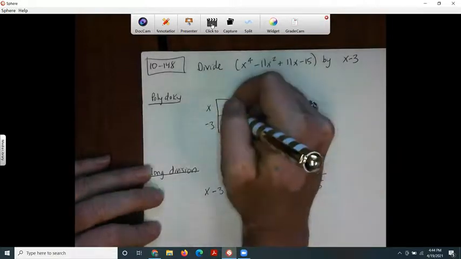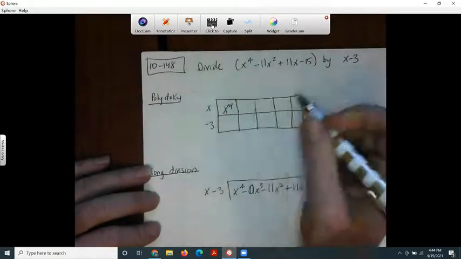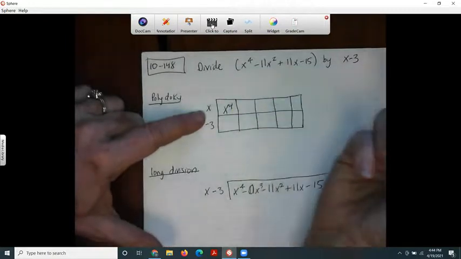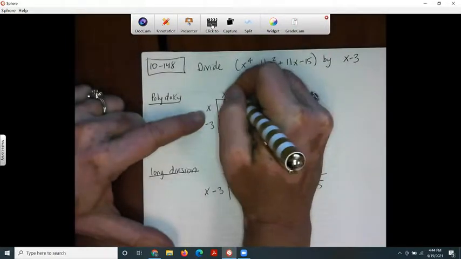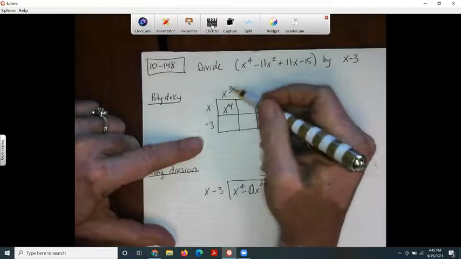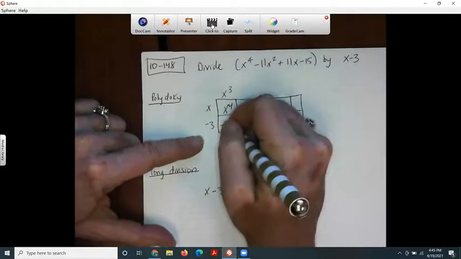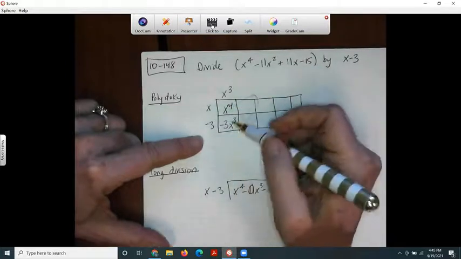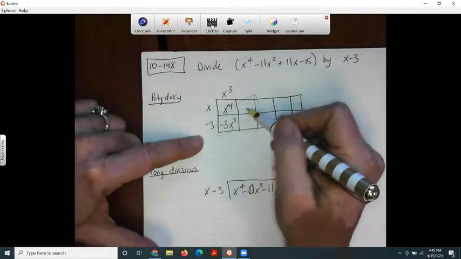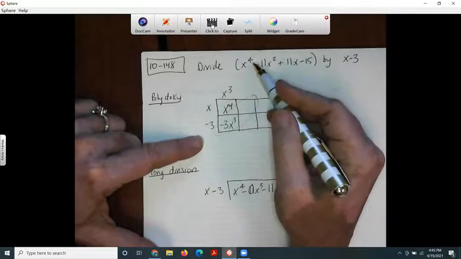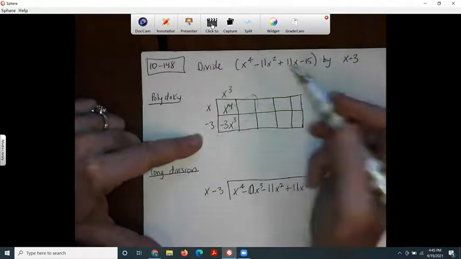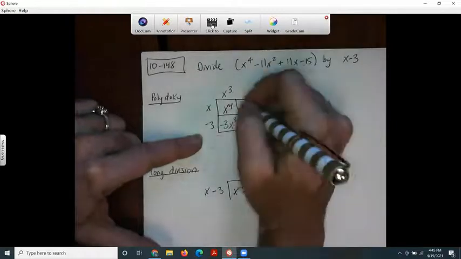So you go x times something equals x to the 4th. So that's going to be x cubed. And then you multiply x cubed times negative 3 is negative 3x cubed. And then you look right here. These are always going to add up. I see that I don't have an x cubed term. So I need this to be just 3x cubed so that these add to 0.